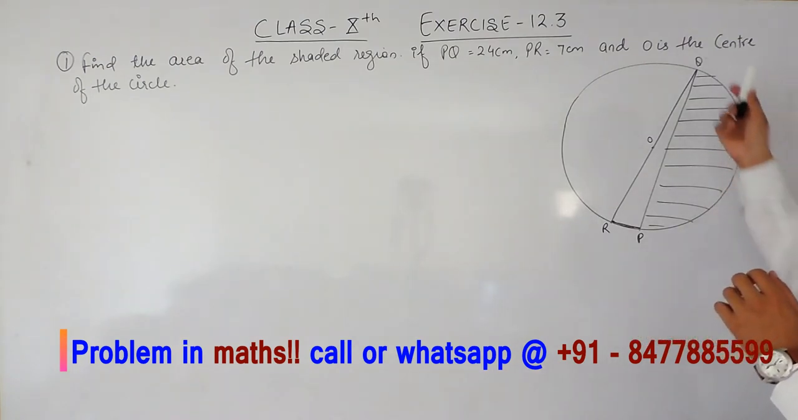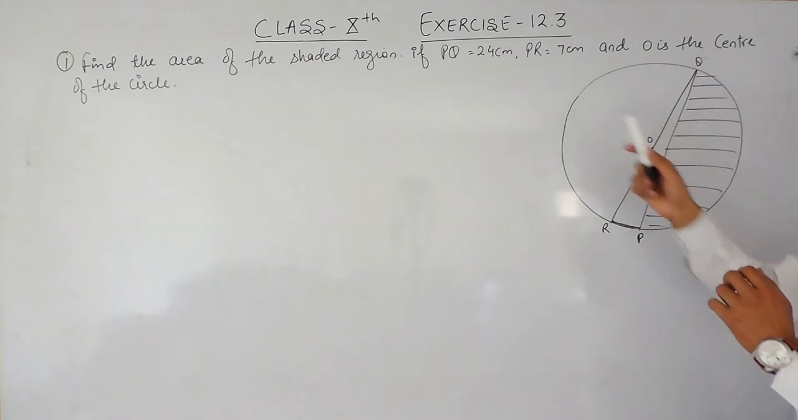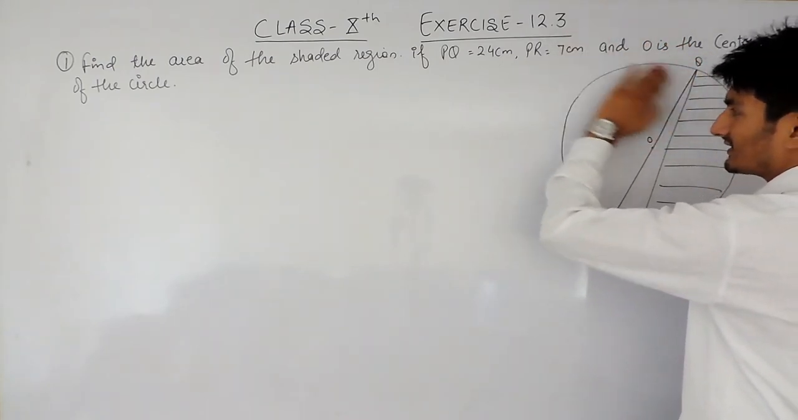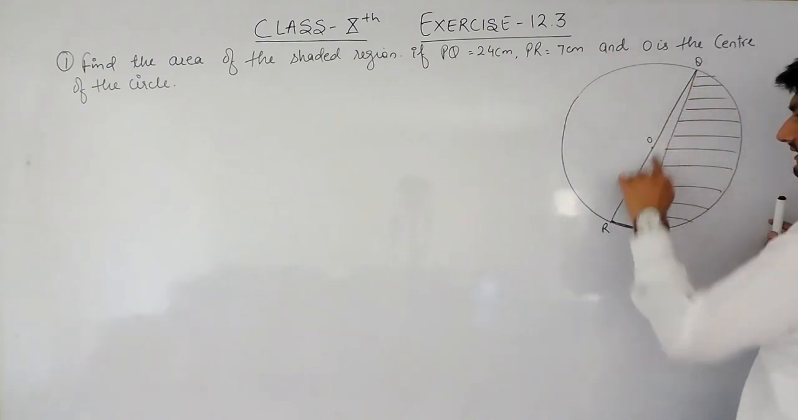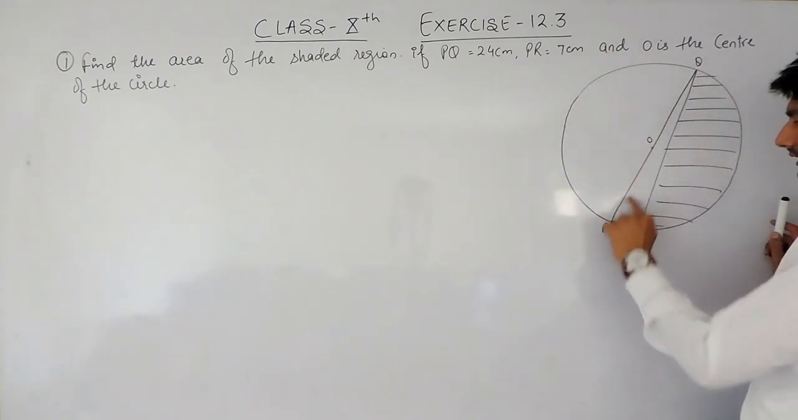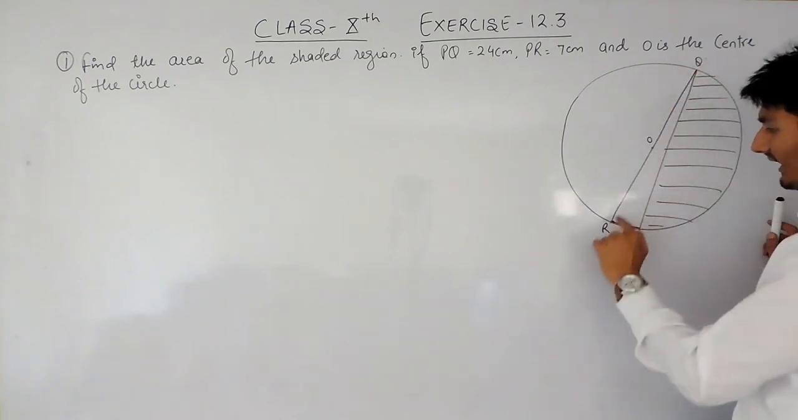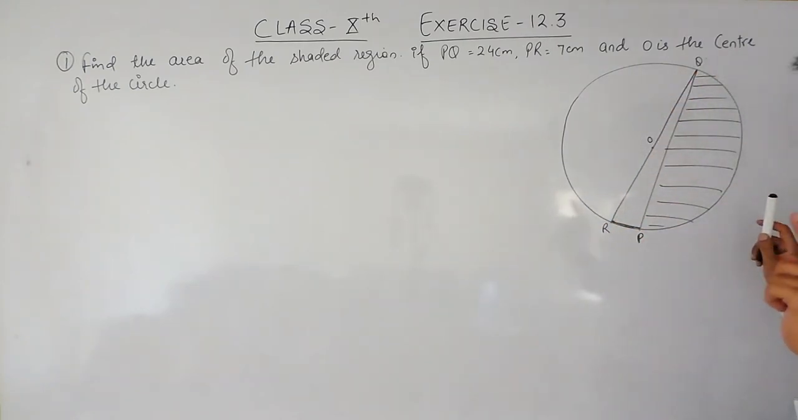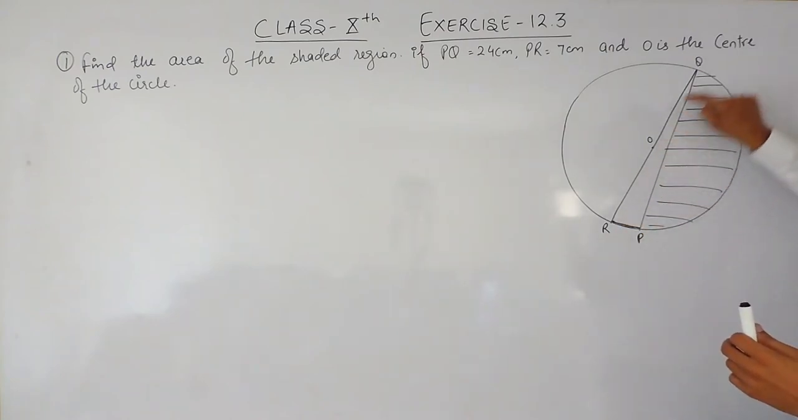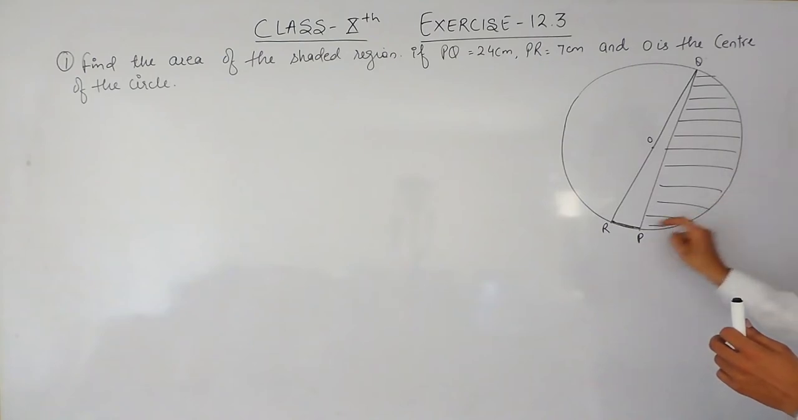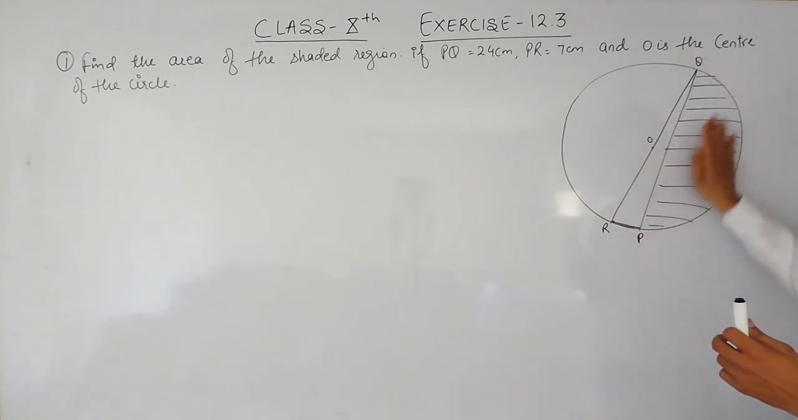That means this is the circle. So, ignoring this part of the circle, only consider this semicircle, the half of the circle, because O is the center and the line passing through the center is known as diameter, and this diameter divides the circle into two semicircles. This is the first semicircle, and in this semicircle I have to find the area of this shaded portion.